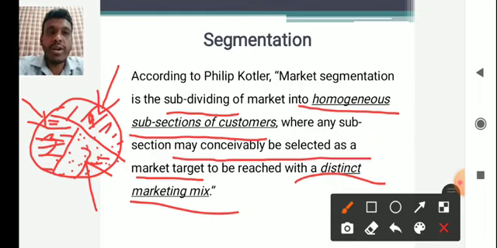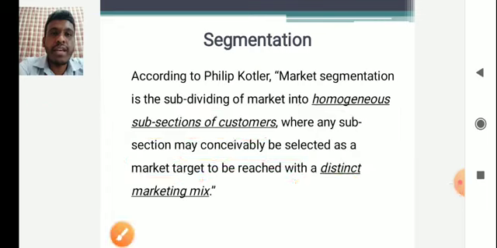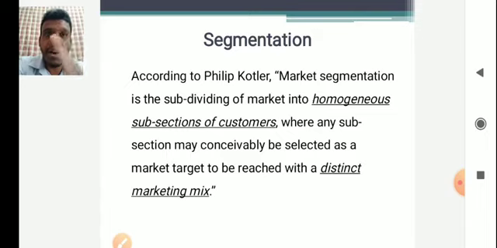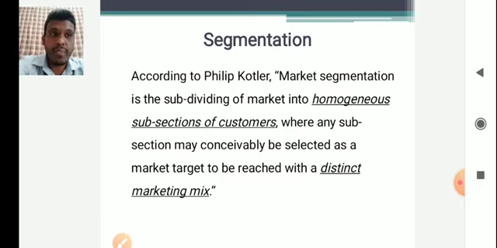The definition given by Kotler is, I'll just read it out once again. Market segmentation is subdividing the market. The entire market is subdivided into various homogeneous subsections of customers, where any subsection may conceivably be selected. Any one or maybe more than one can be selected by the company to market its products with a distinct marketing mix. So this marketing mix will be changing for each subsection.